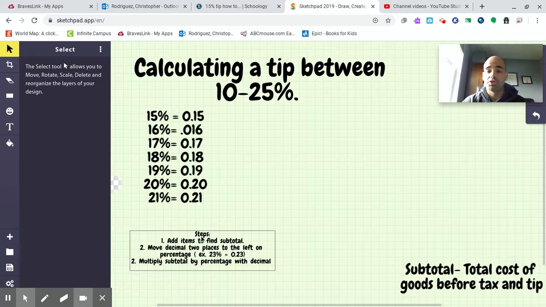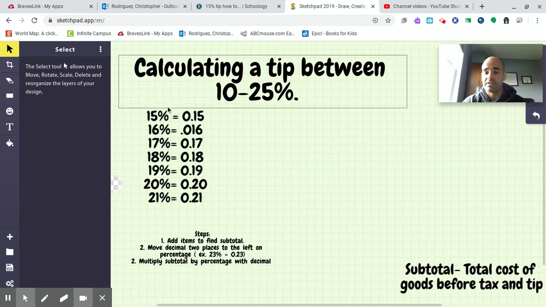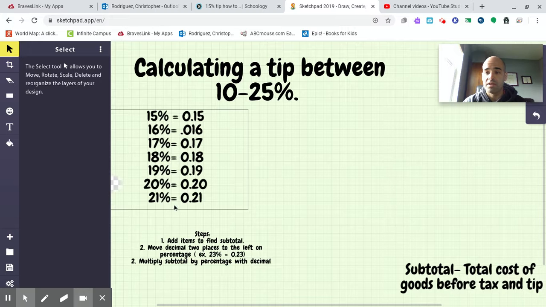So what are the steps? Step 1, add items to find subtotal. Step 2, move the decimal 2 places to the left on the percentage. Example, 23% equals 0.23. We're really going to be talking a fair amount about that today.